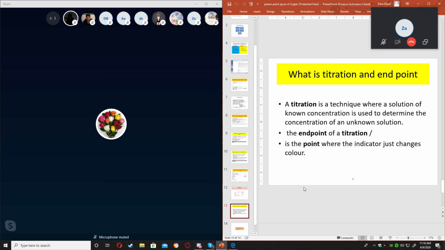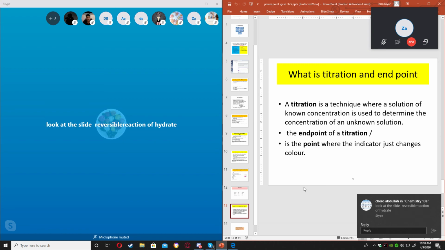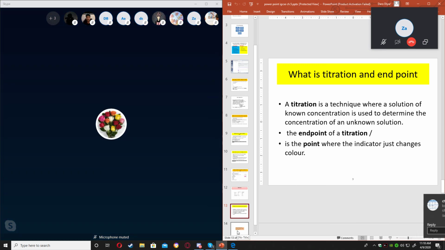Okay. So reversible reaction of hydrated salt, because from blue it will come white and from the white also blue. Okay, so that's why we call it reversible reaction. Do you have any questions, guys? Everyone.